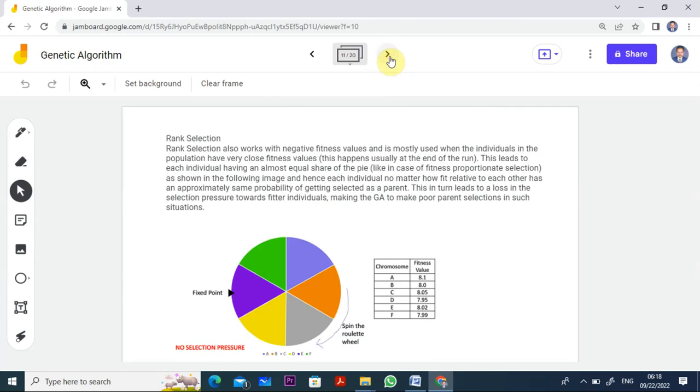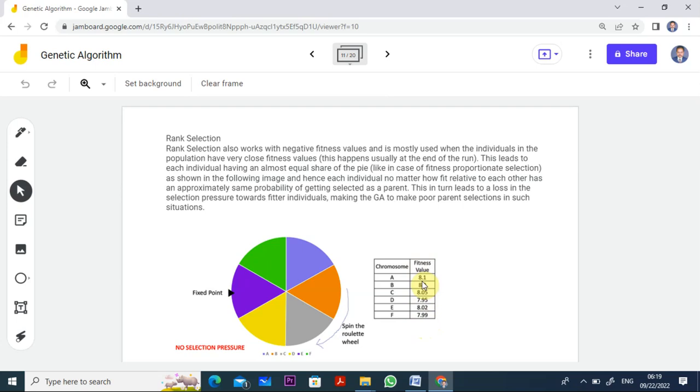Then another is the rank selection. Because so many selections are there, why do we go for rank selection? Rank selection also works with negative fitness values, like the tournament selection. It is mostly used when the individuals in the population have very close fitness. Here you see all are near: one is 8.1, one is 8.0, one is 8.05. All are very close to each other. The minimum is 7.95 and the maximum is 8.1, so there is very little difference. In these cases we can go for rank selection.